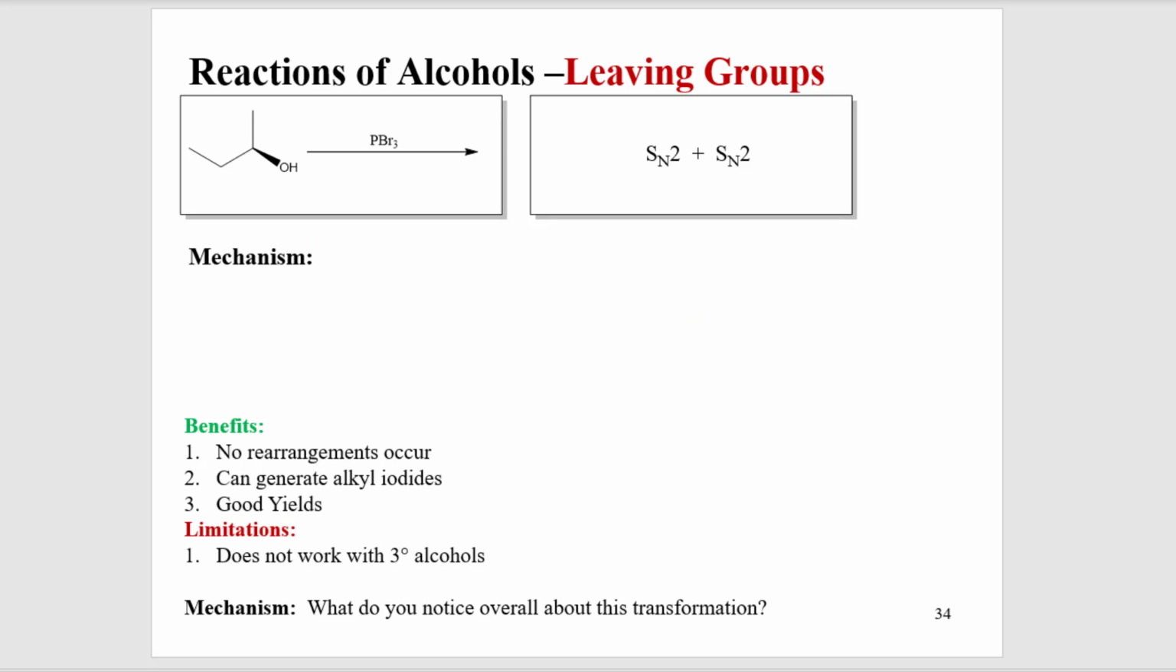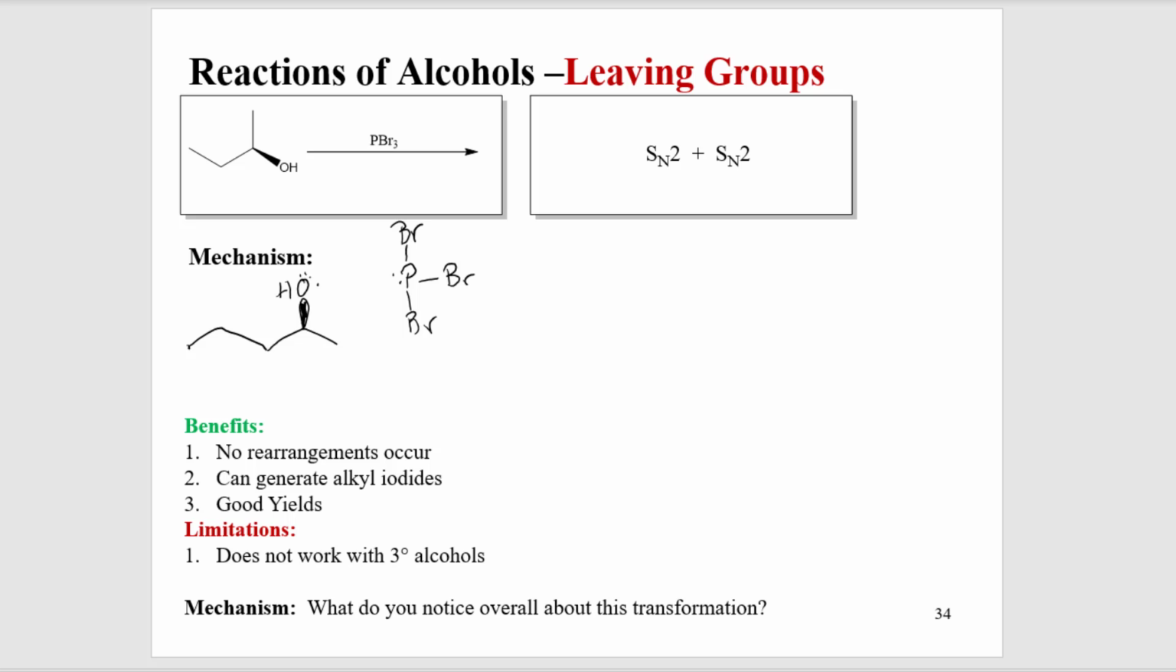The first one I'm going to show you is with PBr3. So this is a new reagent. And if you look at the functionality, I've got an alcohol here with a stereocenter. And if you look at the mechanism, you see it's SN2 followed by an SN2. Well, let's take a look at how this works. I could start with this alcohol, and PBr3 is a molecule like so.